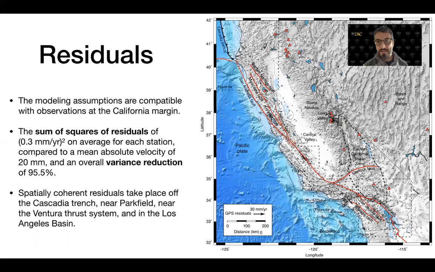The inversion, in fact, reduces the data very well with a variance reduction of 95% or more, and a sum of square of residuals of 0.3 millimeter per year squared. So there are systematic residuals near the Cascadia Trench because the megathrust is not included in the model, and around large earthquakes due to their post-seismic effects. But these effects are overall relatively minor.